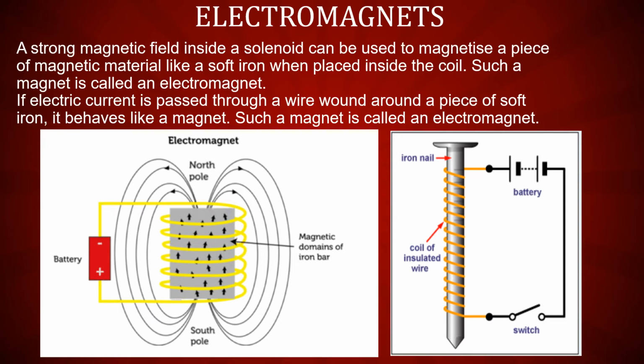Now, as you can see in the figures below, if electric current is passed through the wire wound around a piece of soft iron core, that material now behaves like a magnet. As you can see, we have an iron nail on which we have wound our copper wire, and which is connected to an electrical circuit.